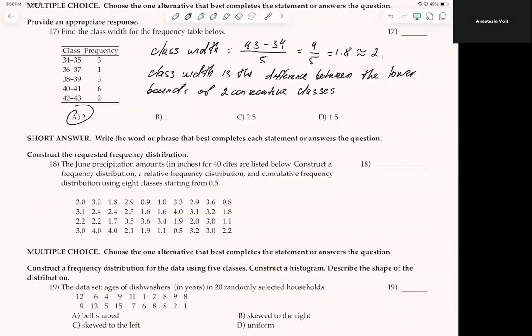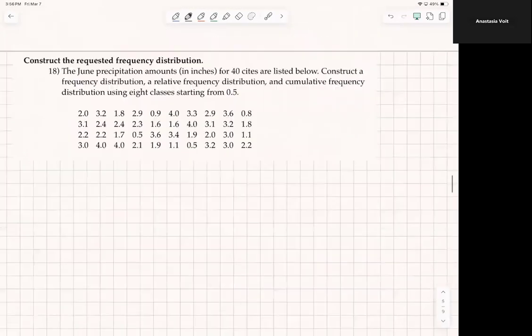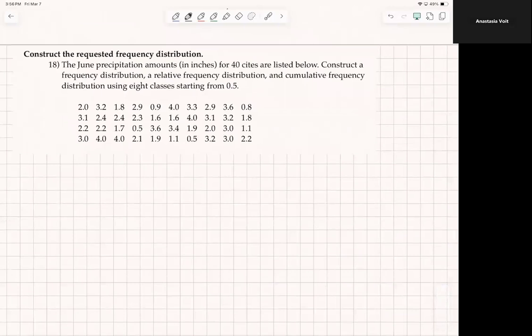Now for the second problem, we have construct the frequency distribution. Okay, let me go down here. So the June precipitation amount in inches for 40 cities are listed below. Construct a frequency distribution and relative frequency distribution and also cumulative frequency distribution using 8 classes, right? Starting from 0.5.